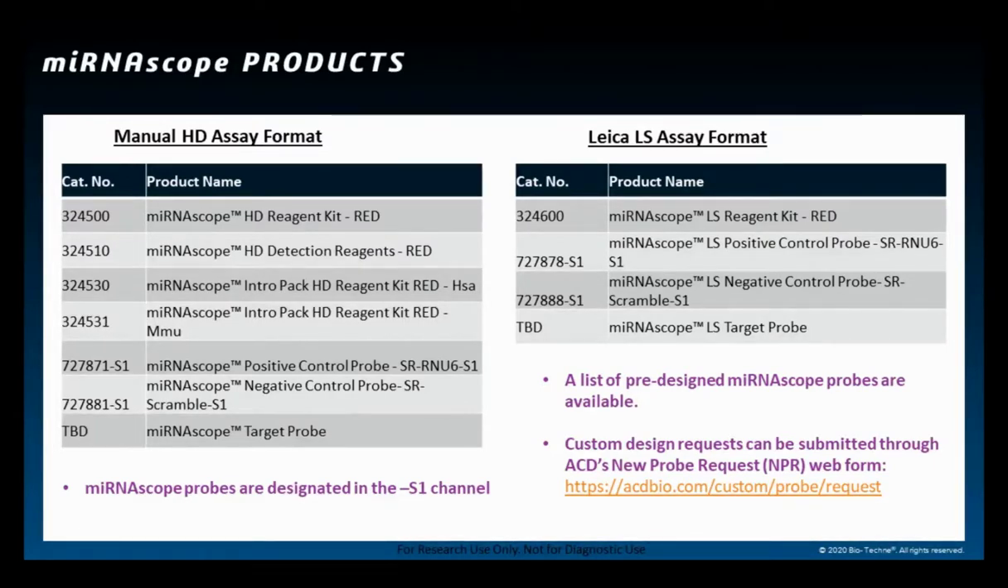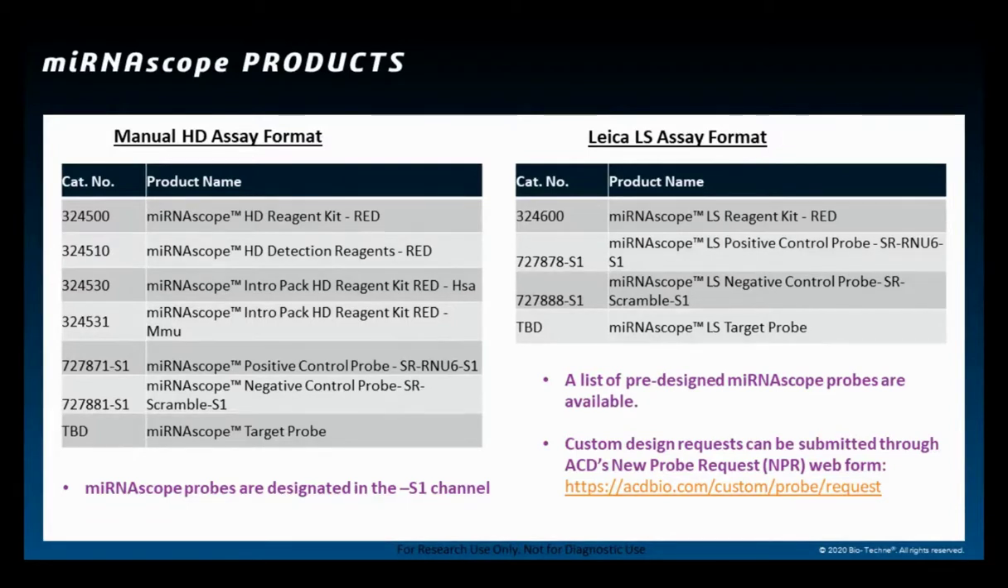For the manual assay, we have the HD reagent kit that includes all the pretreatment reagents along with the detection reagents needed for the assay. In addition, we also offer 2 introduction packs for the most popular species samples, such as human and mouse, for your convenience, where the packs include the pretreatment reagents, detection reagents, control cell pellets, mounting medium, and a hydrophobic barrier pen that are necessary to complete the entire assay.